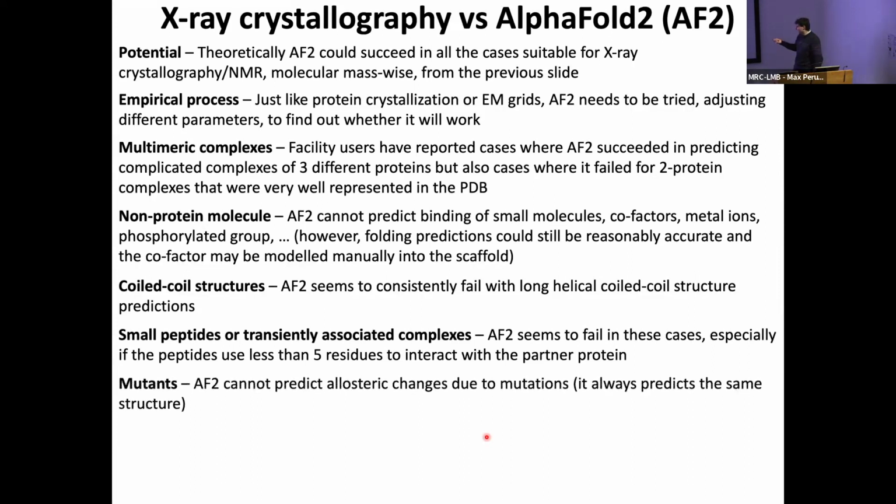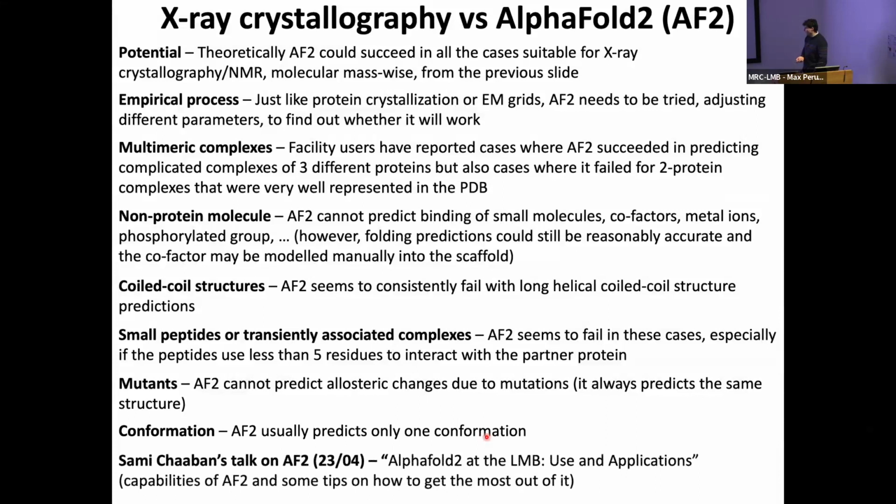And mutants: again, AlphaFold 2 cannot predict allosteric changes. So if you make a mutant creating a conformational change, you probably have to recrystallize it, because AlphaFold will not show you the change. Again, it doesn't predict conformational changes. But if you want to know in more detail what we can do with AlphaFold, you should come to see Sami's talk on the 23rd of April. He will give us a nice example of what people have been able to succeed with or are still struggling to succeed with.